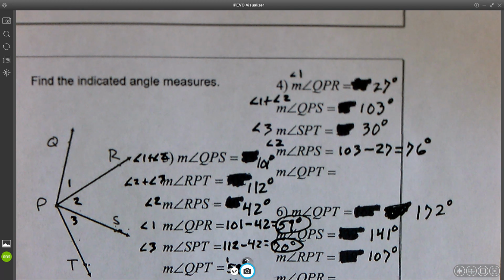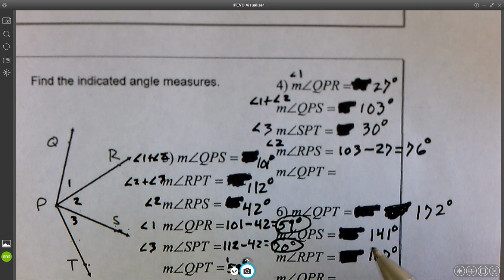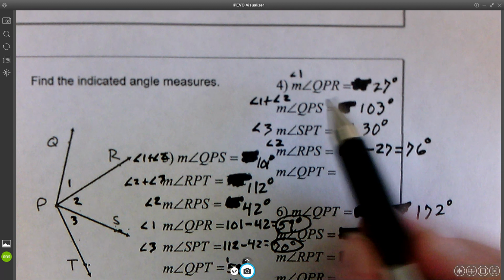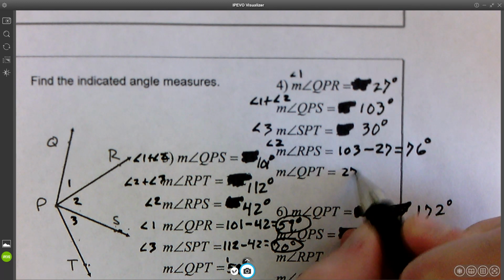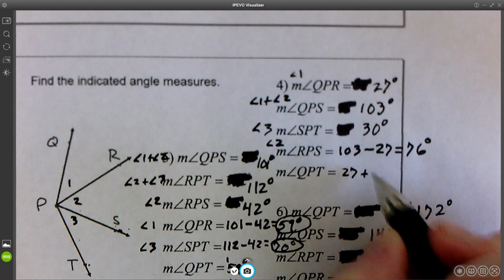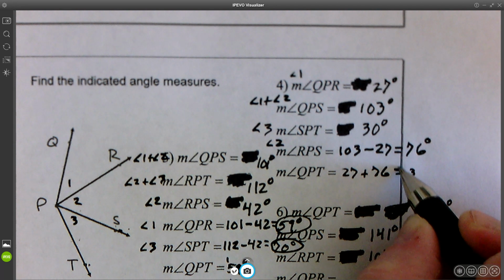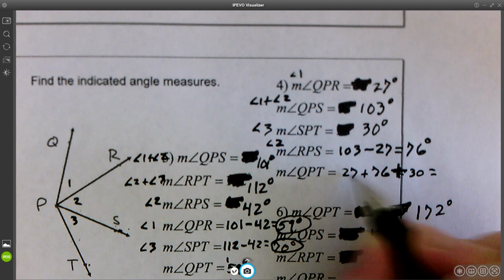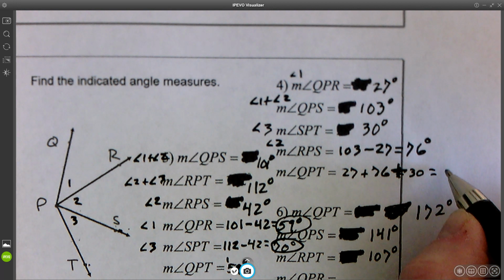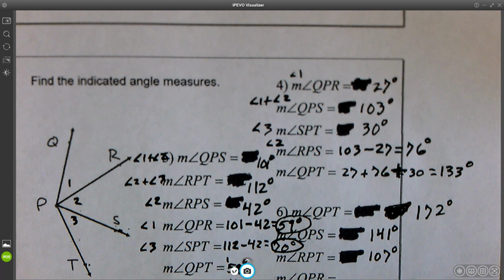QPT means we've got to put the whole thing together. So 1 plus 2 plus 3. So 1 is 27, plus angle 2 is 76, plus angle 3 is 30. So if we add them up, we're going to get 133, if I did the math correctly. And again, remember to try and circle your answers when you're done.